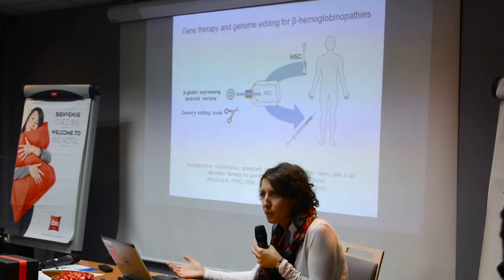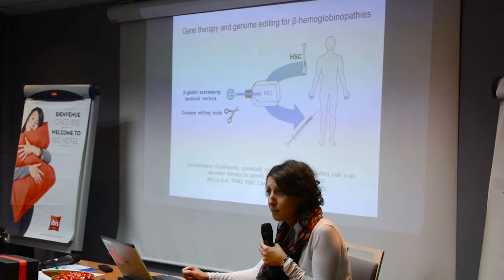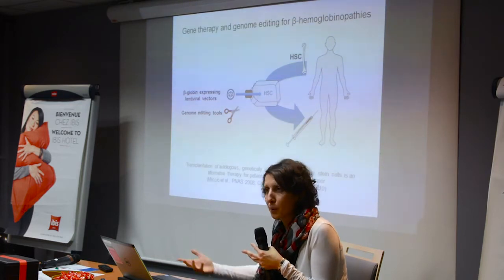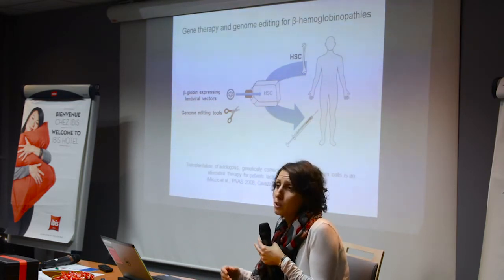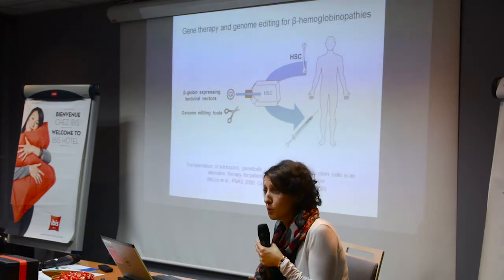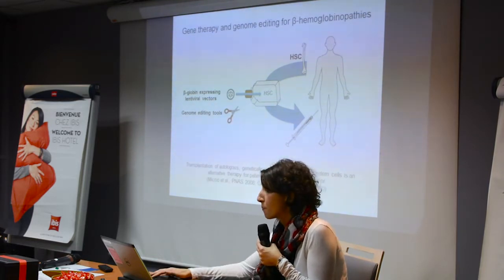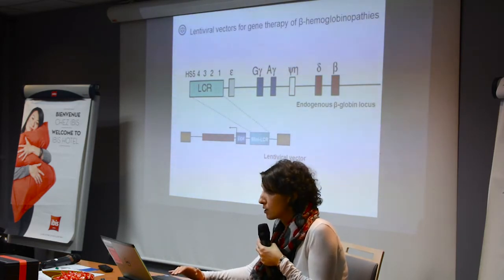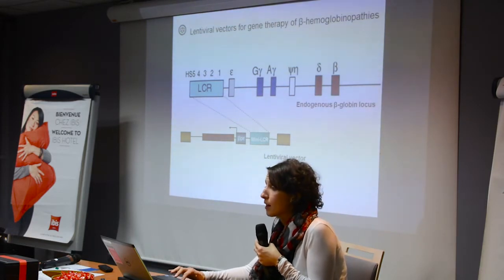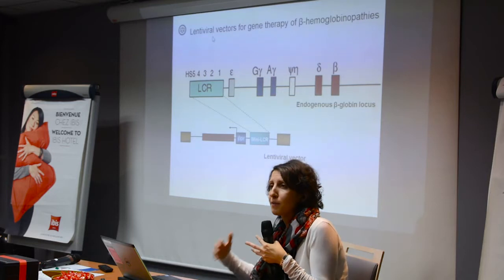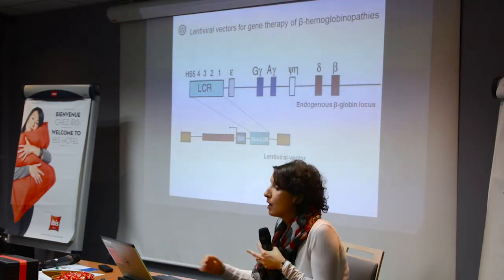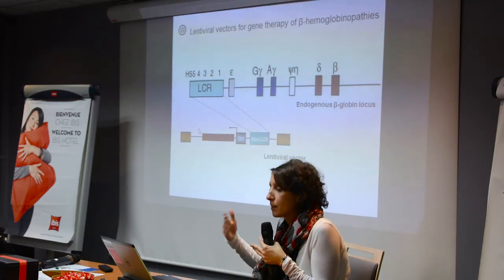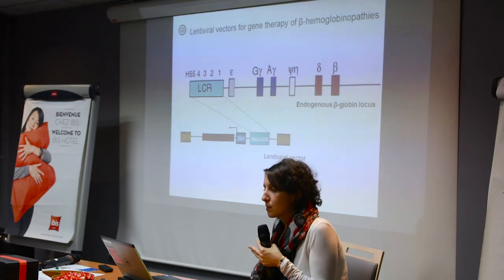So how can we modify these cells? We can use lentiviral vector, so viral vector, to deliver the correct gene into the hematopoietic stem cell of the patient. But recently it has been proposed also to use genome editing tools to reach this aim. And just a few slides about lentiviral vector, which is the strategy which is currently used also in clinics. Actually, we have developed this viral vector, which is inactivated, in which basically we insert the correct beta globin gene, and that is then delivered into the hematopoietic stem cells of the patient.